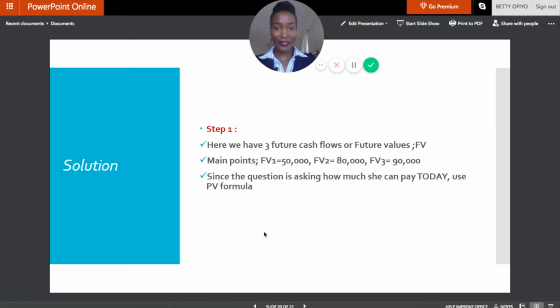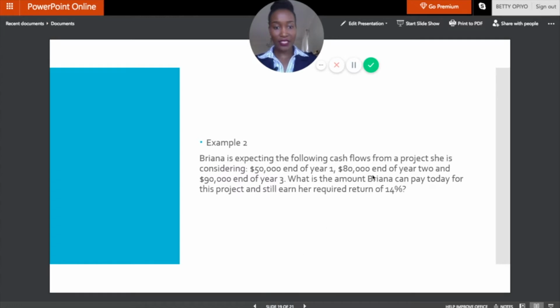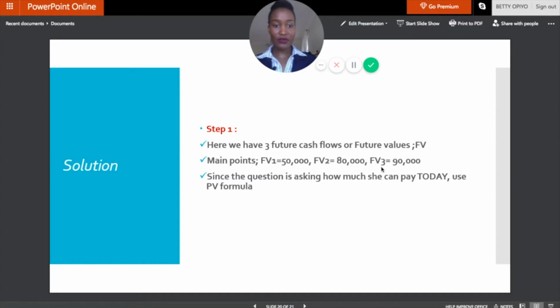The first thing, as you probably guessed, is to identify the main points. Here we have three future cash flows, at year one, two, and three. We will be labeling these individual cash flows as FV1, the future value or amount expected at the end of year one, so it's 50,000. FV2 is 80,000, the amount expected at the end of year two. And lastly is FV3, or future value three, which is 90,000.